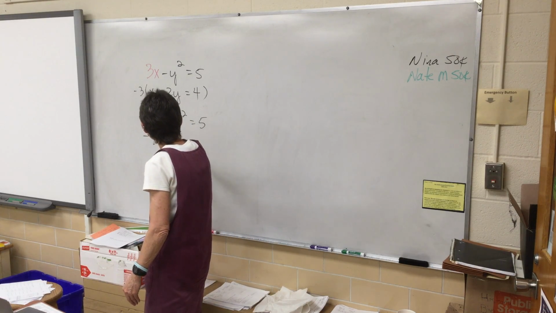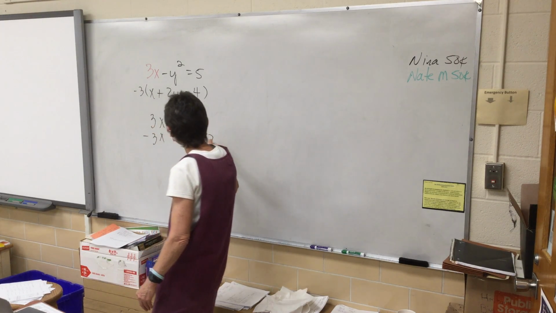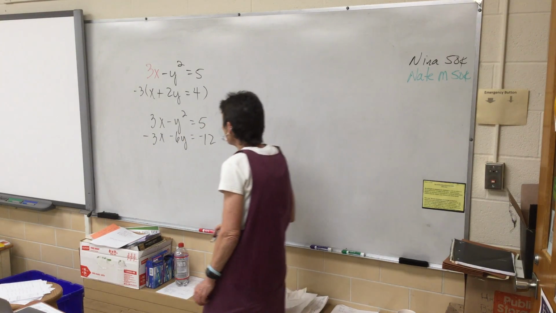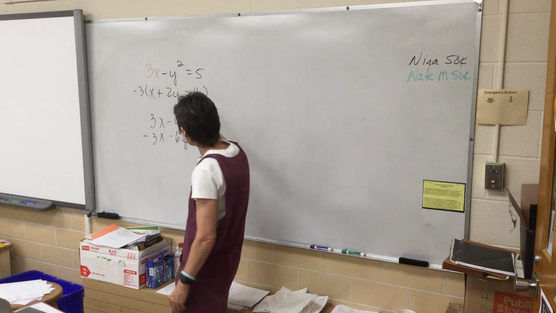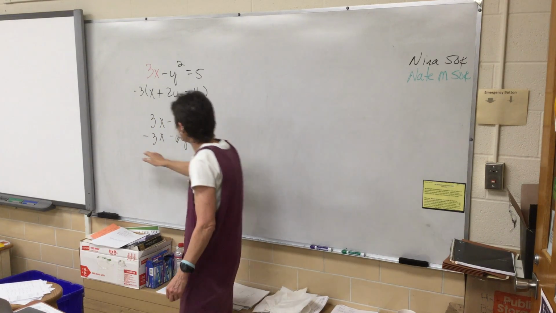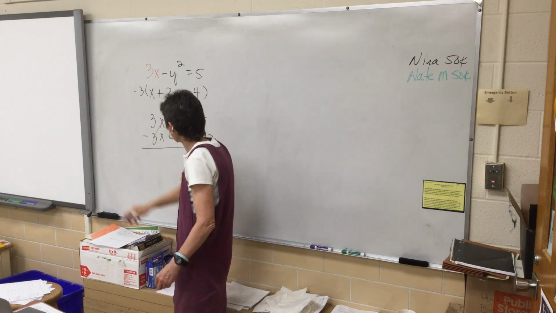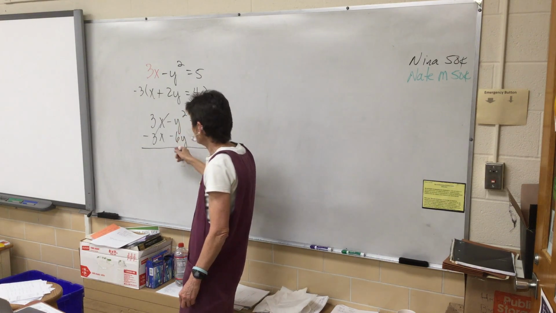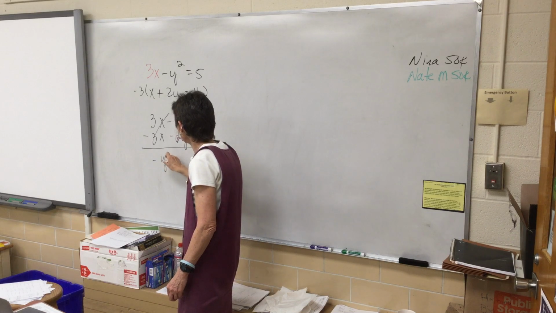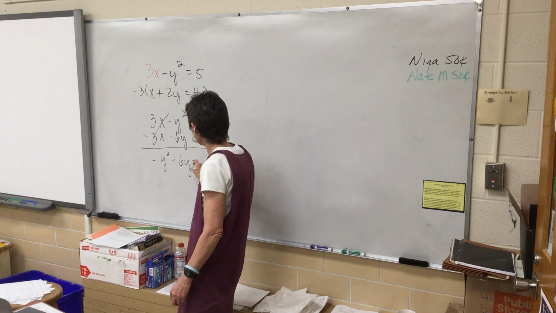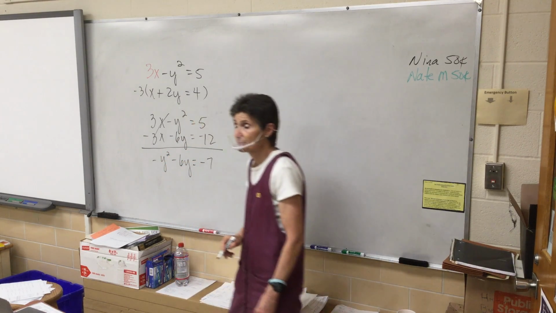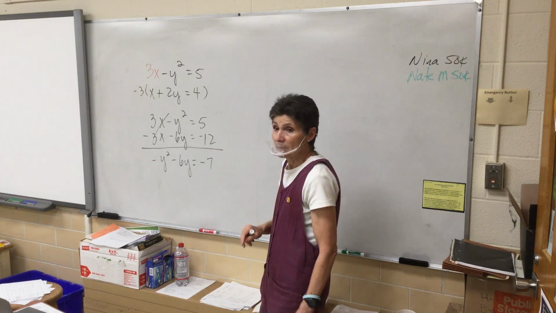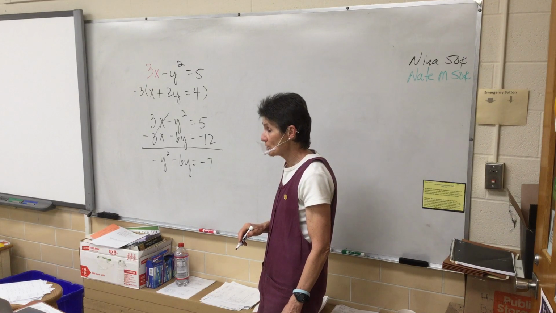-3x minus 6y and -12. Does that look okay to everybody? Now, when I add those together, I multiplied that bottom row, hopefully correctly, by -3. When I add these together, those are gone. These do not add together, so they stay separate. -y squared minus 6y equals -7. Everybody still with me? Now, that's a quadratic equation.